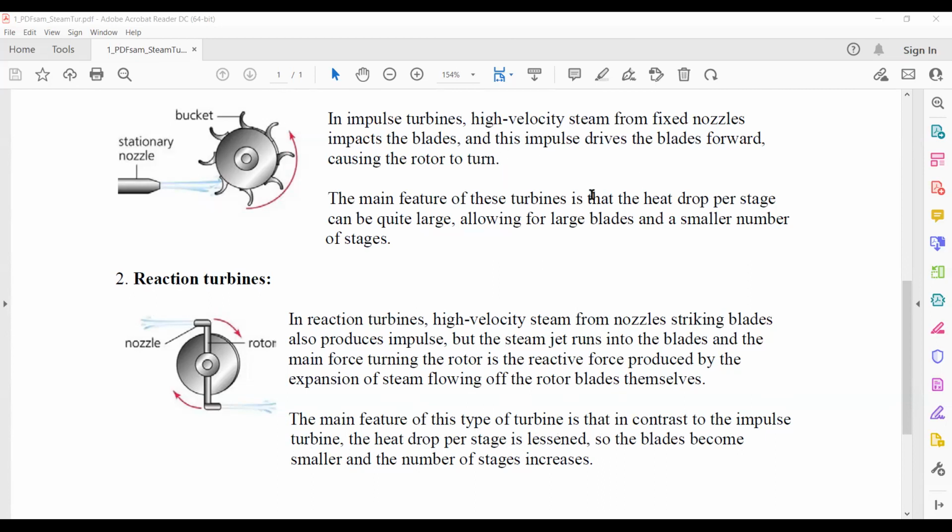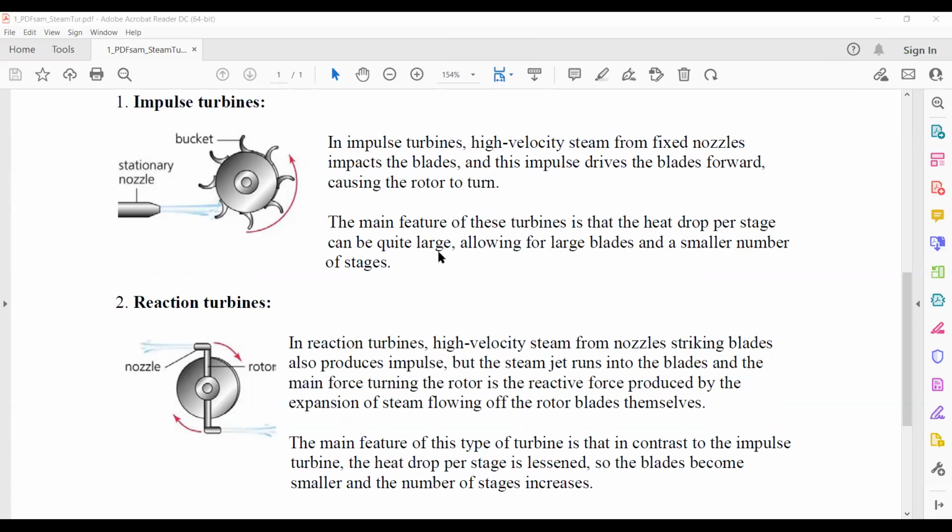Here the heat drop per stage is more, and here the heat drop per stage is less. So the blades become smaller and the number of stages increases. So these are the various differences in terms of construction: here large blades are used, and here small blades are used. Here the number of stages is less because the heat drop is more, and here the number of stages is more because the heat drop is less. So this is the main difference between the impulse turbines and the reaction turbines.